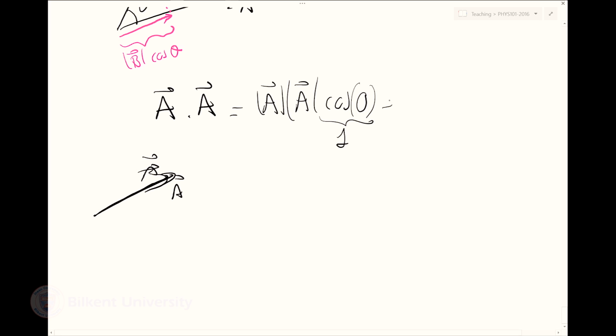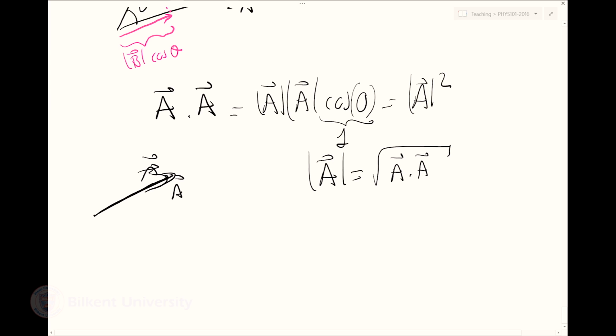Cosine 0 is 1, so this is A magnitude square. So the length of a vector is the square root of the dot product of it with itself. All right?